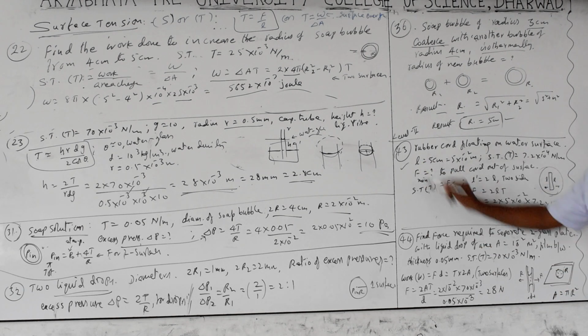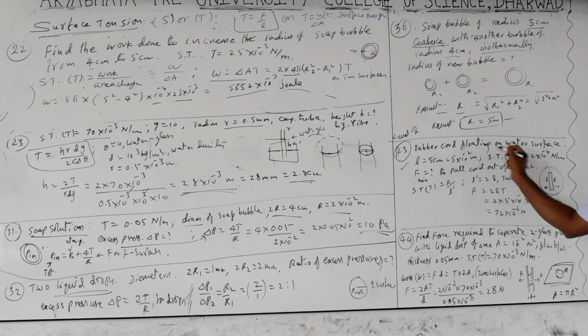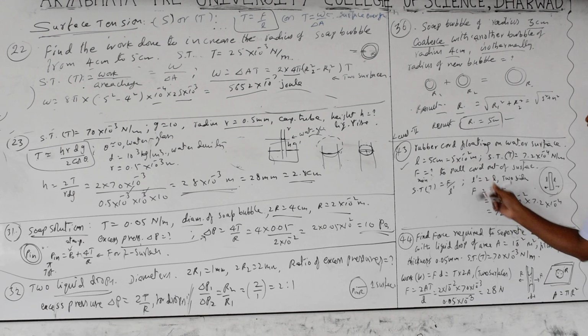Next, 43. A rubber cord is floating on the water surface. The length of the rubber cord is 5 centimeters, 5 times 10 to the power minus 2 meters, and the surface tension is 7.2 times 10 to the power minus 4 newton per meter. To pull the cord out of the surface, how much minimum force do you have to apply? The cord is on the water surface, so you take the thickness as negligible. If the thickness is given, then you need to consider this thickness also.